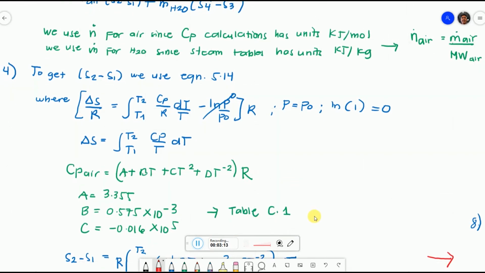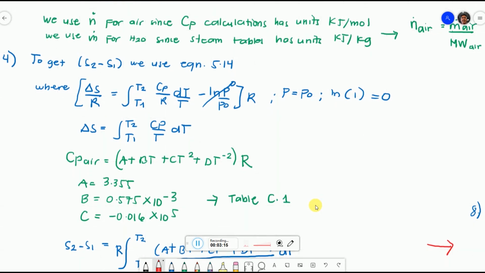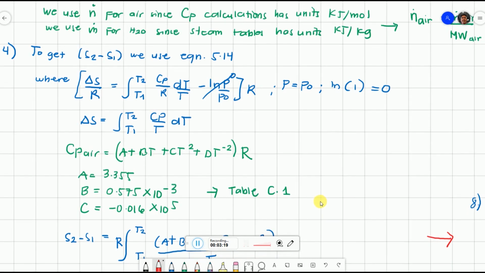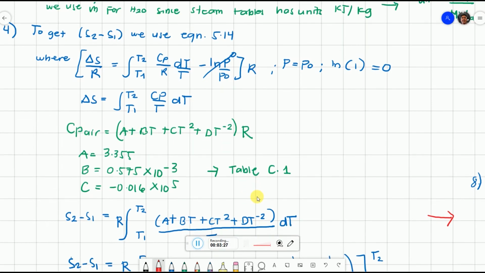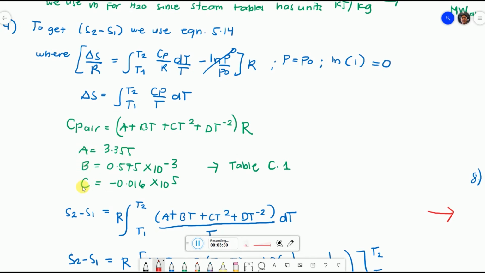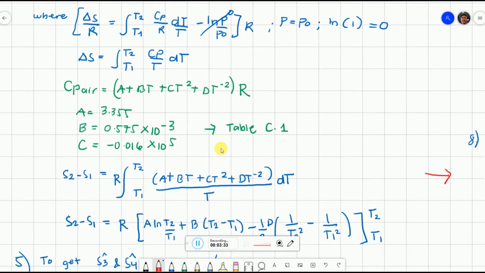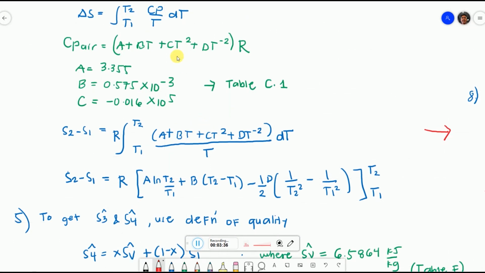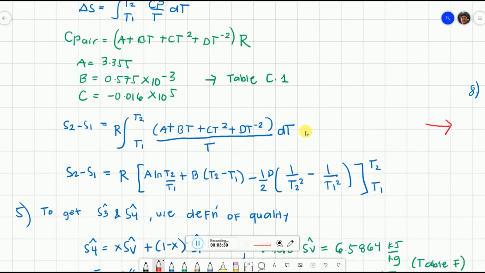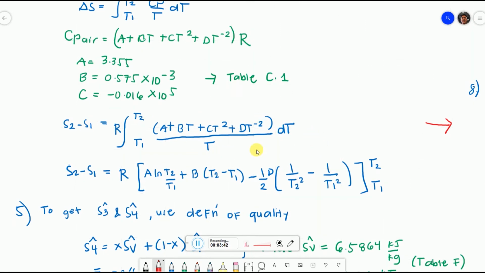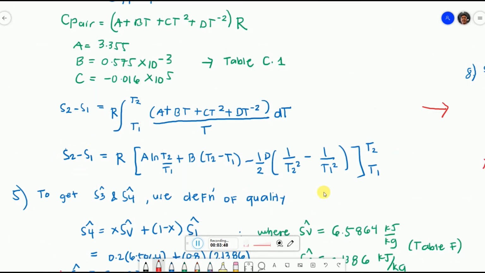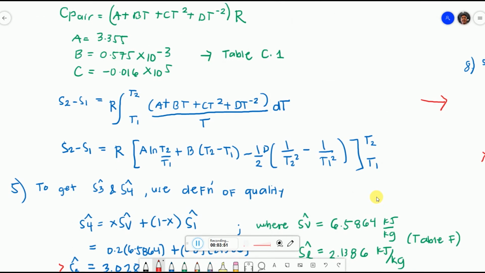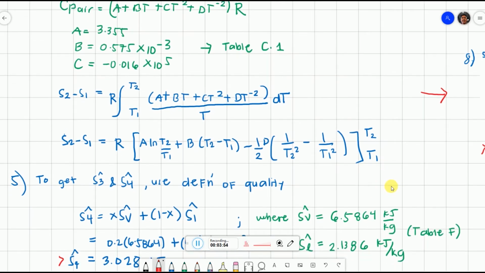Now we find an expression for Cp of air in terms of T, for which we could use the expression used in table C.1, given in this expression, in which the values of A, B, and C are shown. Now we plug in the expression for Cp of air into S2 minus S1, which gives us this integration form. Then by integration, we get the final expression for S2 minus S1. However, we can't solve for S2 minus S1 directly since we don't have T2.